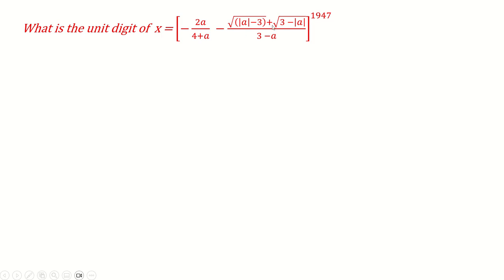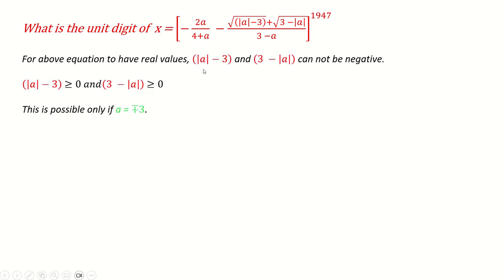If you look at that, for the above equation to have real values, absolute a minus 3 and 3 minus absolute a cannot be negative. Correct? If one of them is negative, then you have an imaginary solution. That's not the answer; we need the unit digit of the real value. So that means a can be only plus or minus 3. Any other value, you will get a negative in one of them, either this or this. So we have one level, a equal to plus or minus 3.